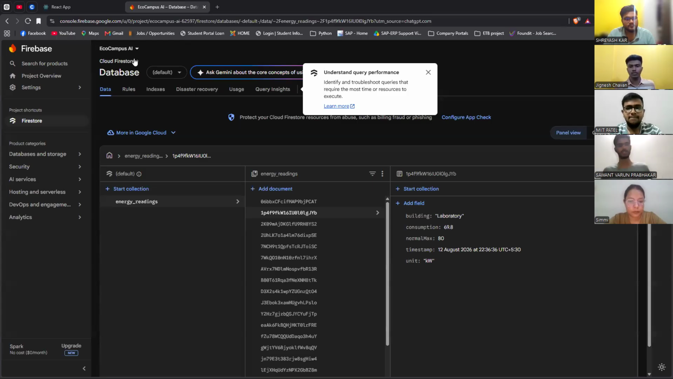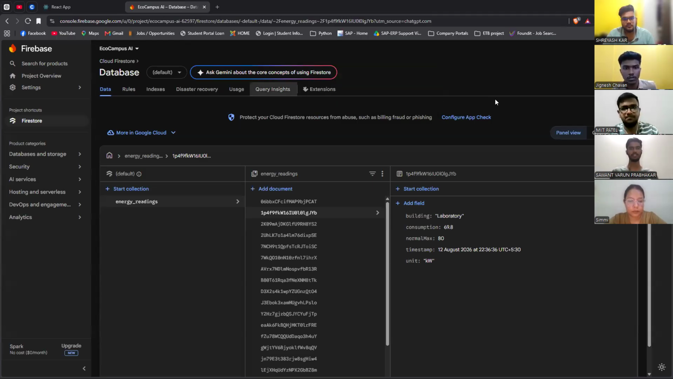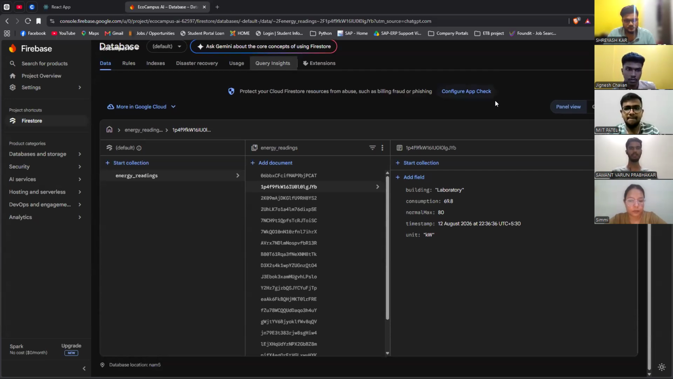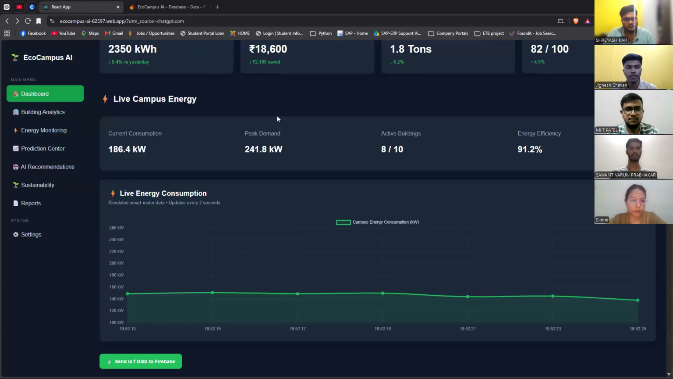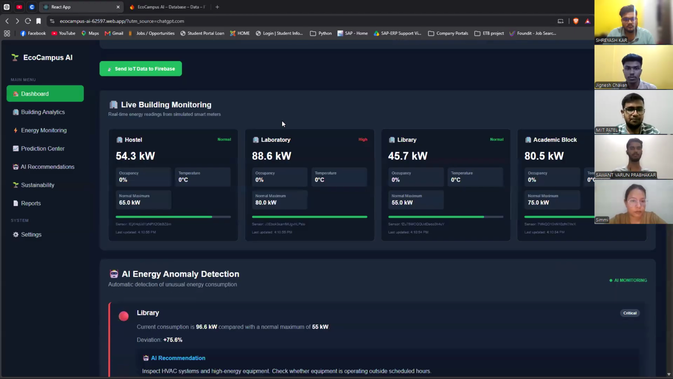Thank you, Meet. Now we will briefly look at Firebase Firestore, which is at the back end of our website, which provides continuous individual records, including building name, consumption, maximum limit, timestamp, and units. This allows the dashboard to retrieve and process live data, making the system a connected data pipeline rather than just a static dashboard. Next, I will be looking at the live building monitoring.